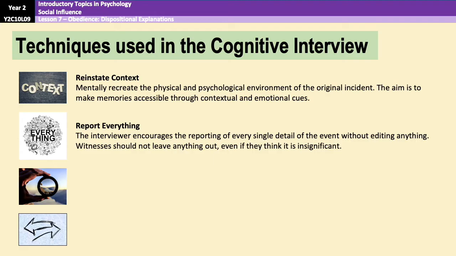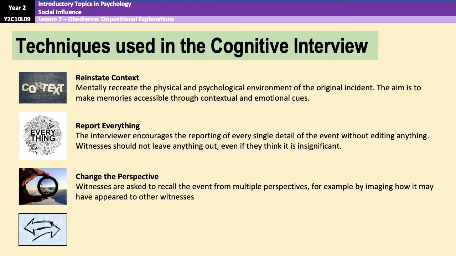Report everything is more about a very detailed step-by-step account of what happened. So the interviewer encourages the reporting of every single detail of the event without editing anything. Witnesses should not leave anything out, even if they think it's completely insignificant. Change of perspective is fairly self-explanatory, so witnesses are asked to recall the event from multiple perspectives. Witnesses might, for example, be asked to describe the incident from the perspective of another witness, or of the victim, or of the suspect. Just anything that isn't their own perspective.